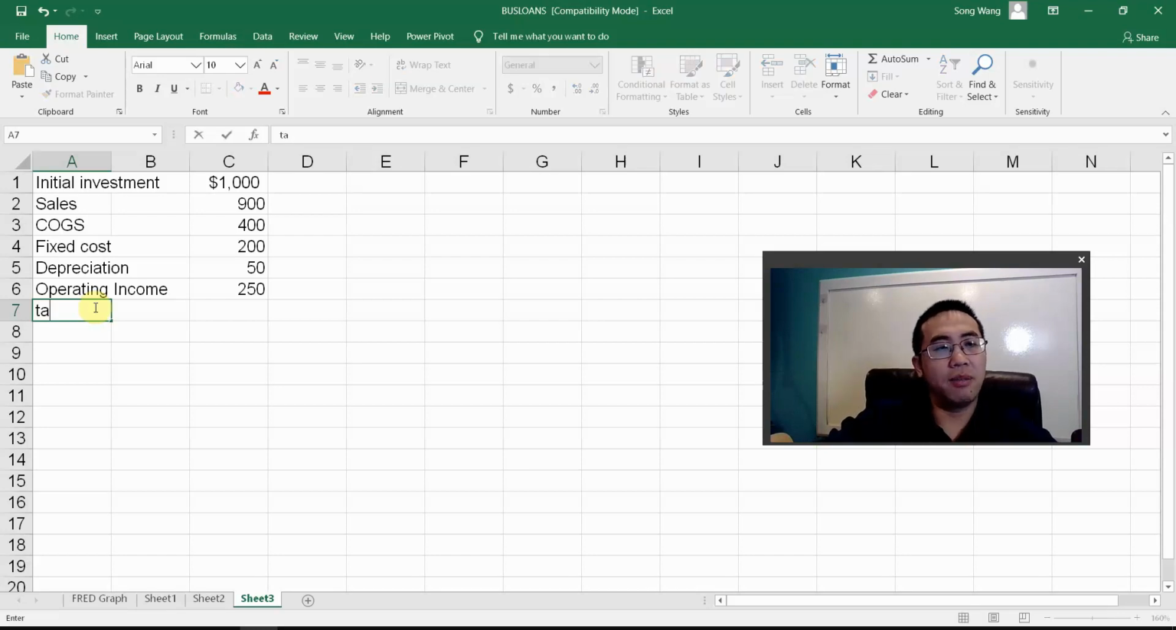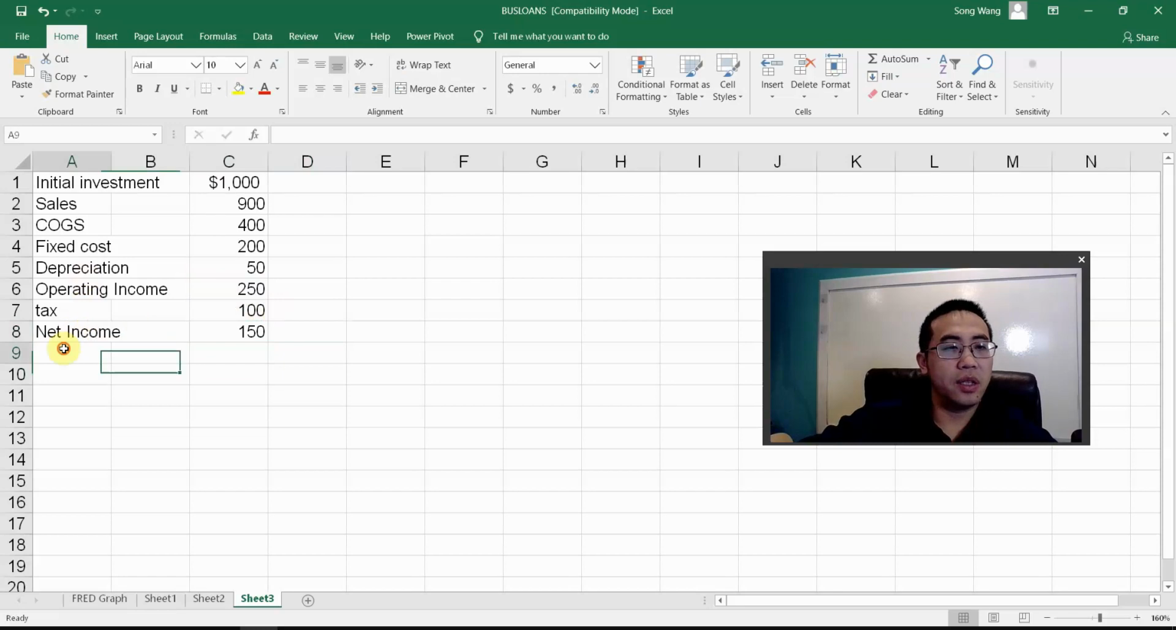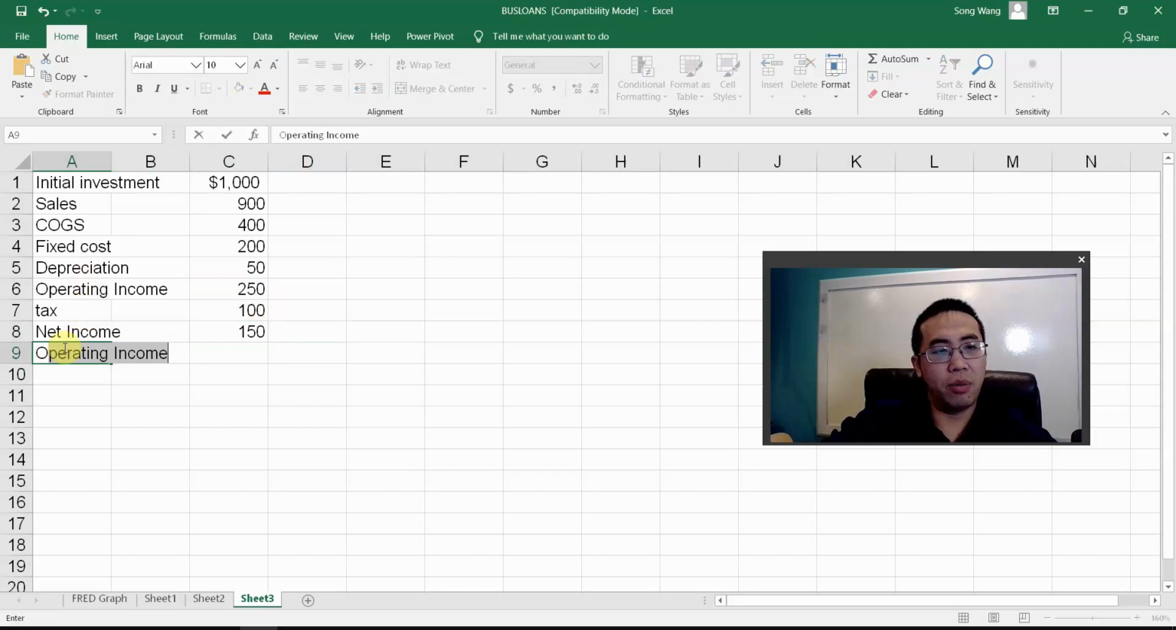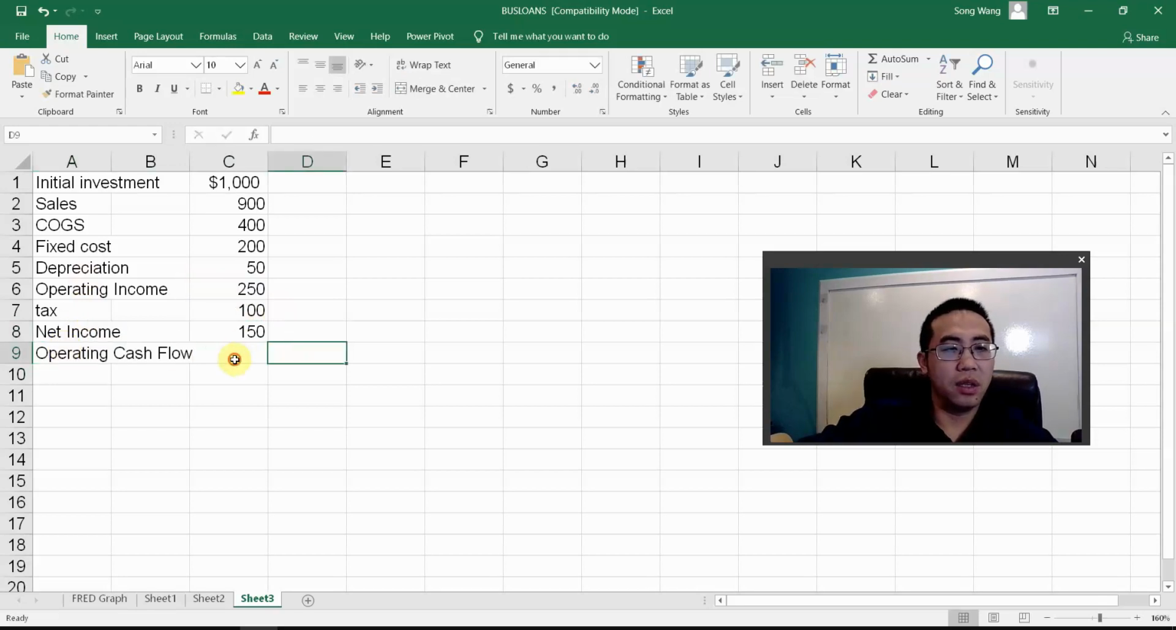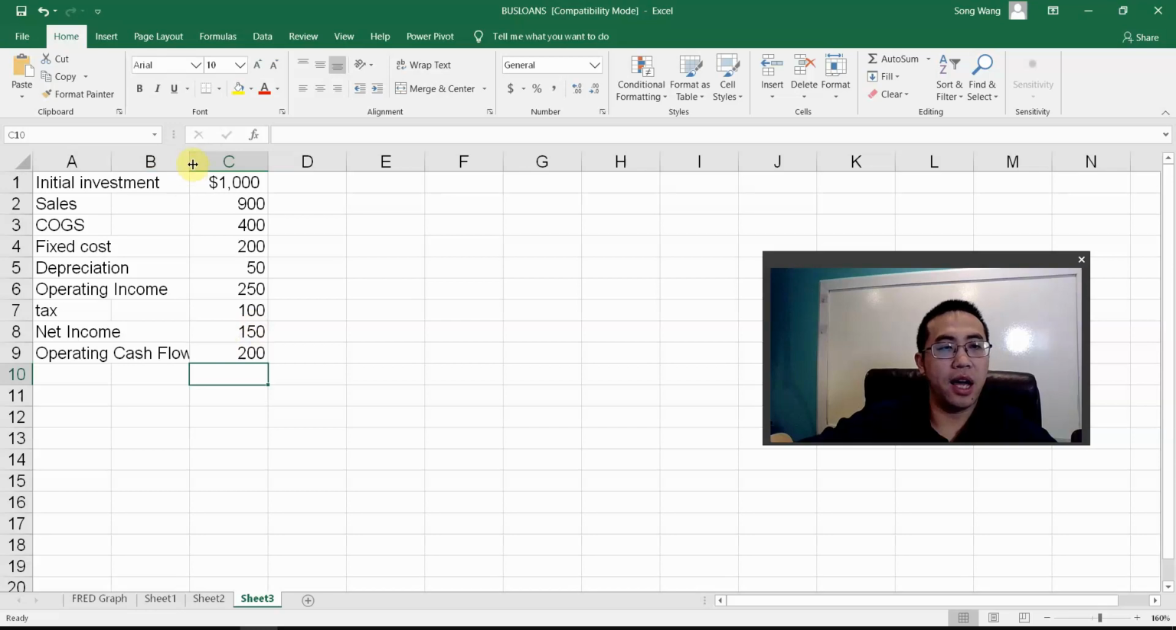And then I will immediately calculate my tax. If my tax rate is 40% based on my operating income, I'm paying $100 to the IRS. And then my net income would be whatever is left over to me. I need to recoup the non-cash effect to get my operating cash flow, so I will add depreciation back to my net income. That's how much money I make on an annual basis.